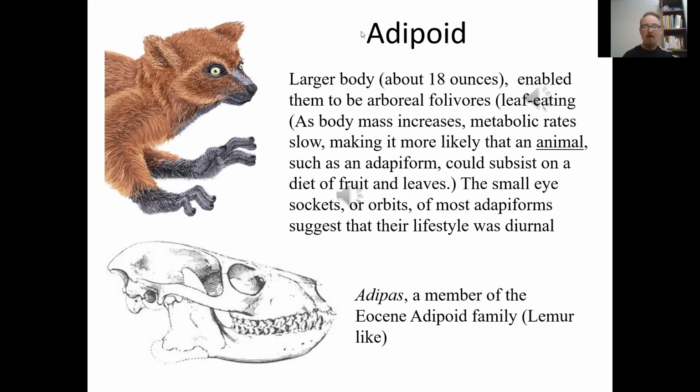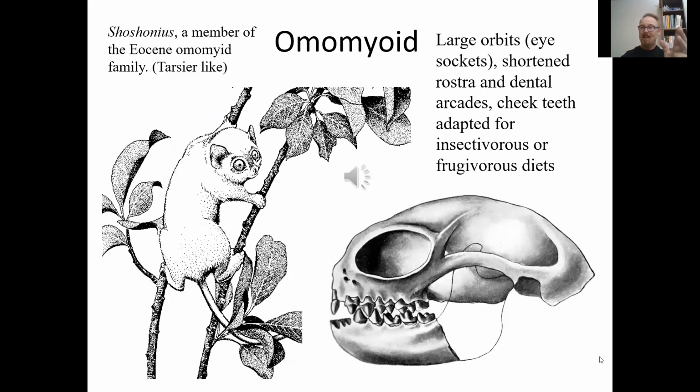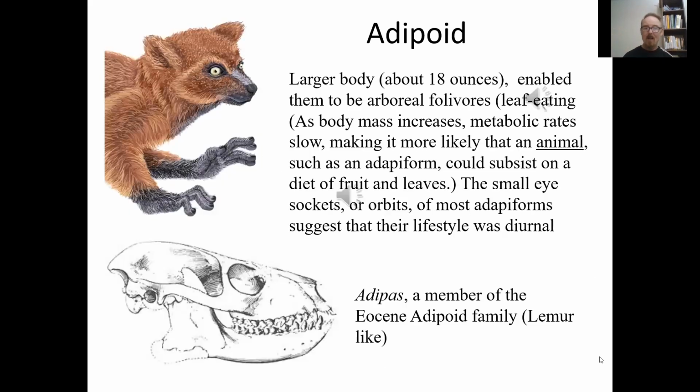All right. Now, again, there's a skull on the bottom. You compare this skull to what we see above, with the genus Shoshonius. So look at how much shorter, how much less prognathism there is in these Omomyoid groups, and how much longer the prognathism is in the Adapoid groups.